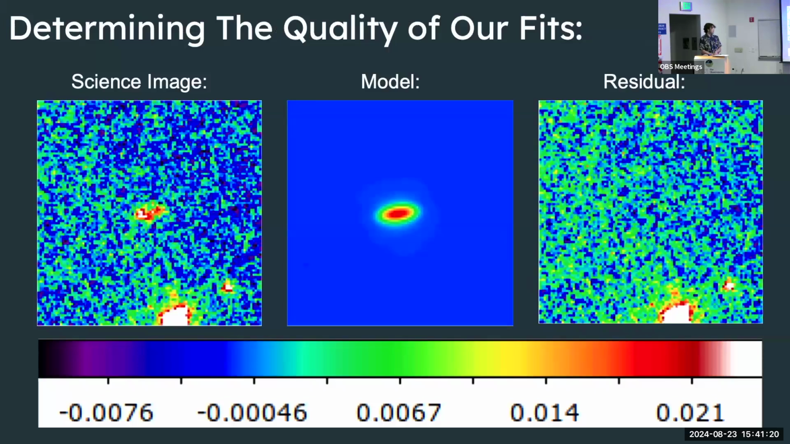And if these noise levels seem to be about the same or of a similar composition, we essentially understand that we've done our modeling process correctly, because that means that our model isn't actually adding or subtracting any light from that original space that was occupied by that science image galaxy.